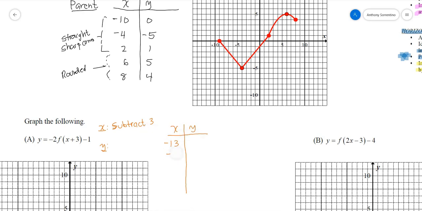So negative 13, negative 7, negative 1, 3, and 5. Those are going to be my new X coordinates.